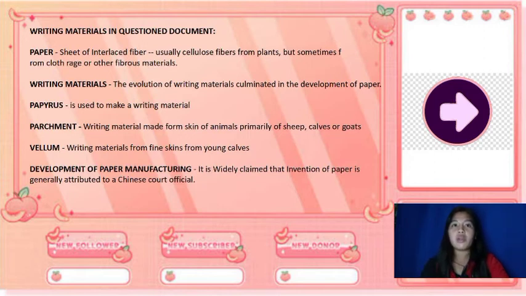Parchment. Writing materials made from the skin of animals, primarily of sheep, calves, or goats. Vellum. Writing materials from fine skins from young calves or kids, and the name was often used for all kinds of parchment manuscripts. Development of paper manufacturing. It is widely claimed that the invention of paper is generally attributed to a Chinese court official.